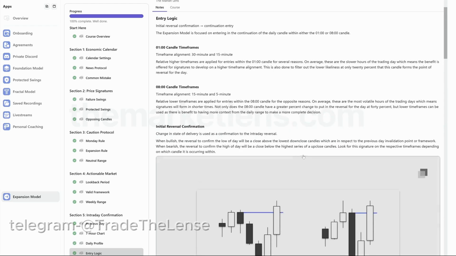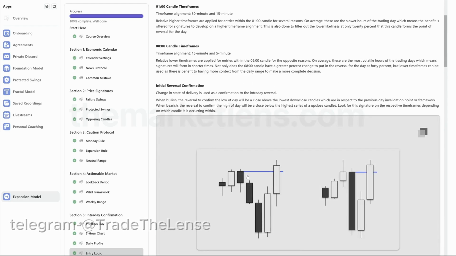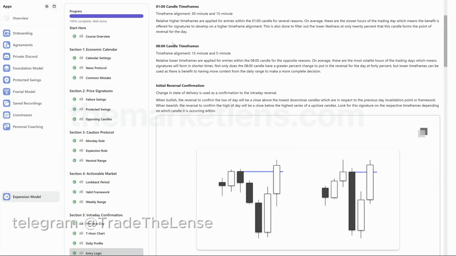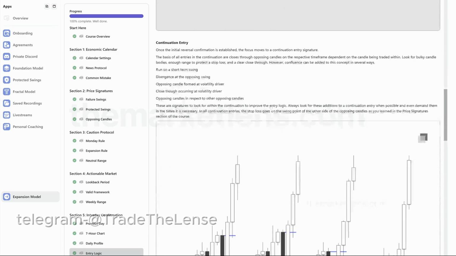So we can have an initial reversal confirmation take place in the 1 o'clock candle, 30-minute to 15-minute. And then the continuation may take place in the 8 o'clock candle. So the continuation signature can be 15-minute and 5-minute. It doesn't have to all happen in the same candle. It's just whenever it does, you have to use the proper time frame alignment.